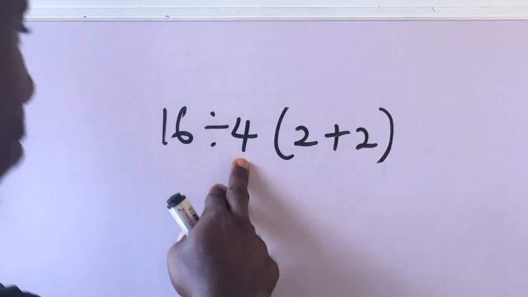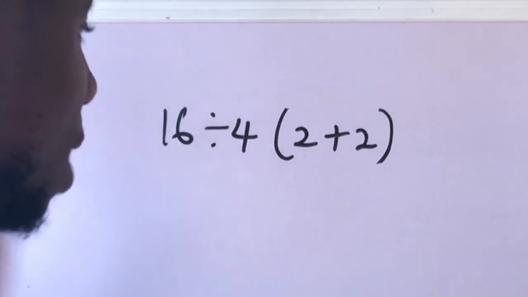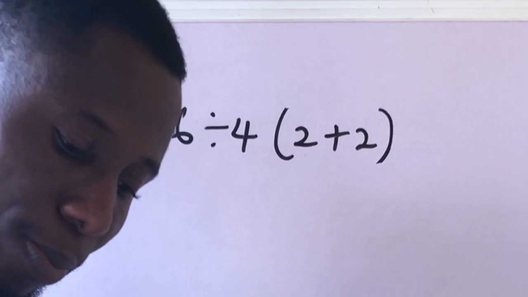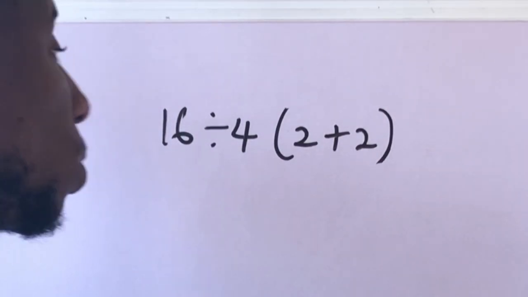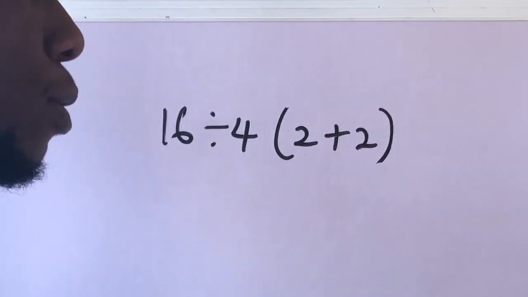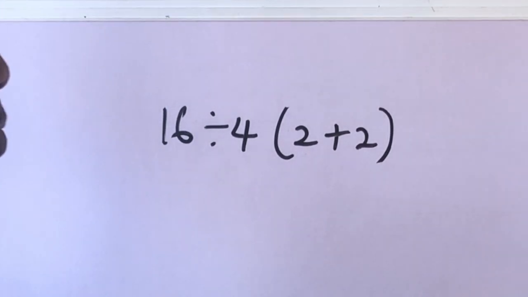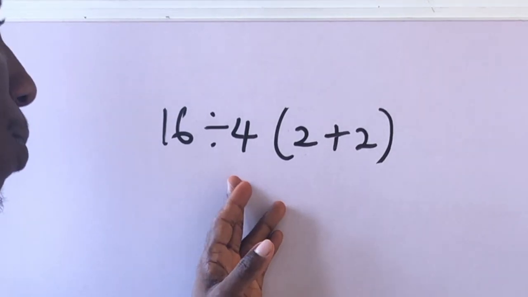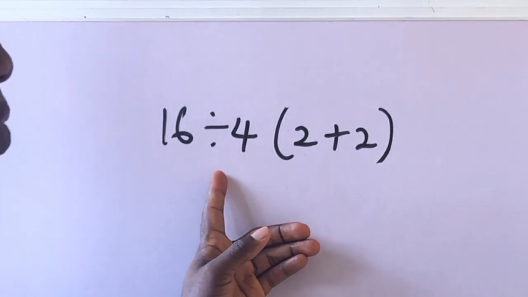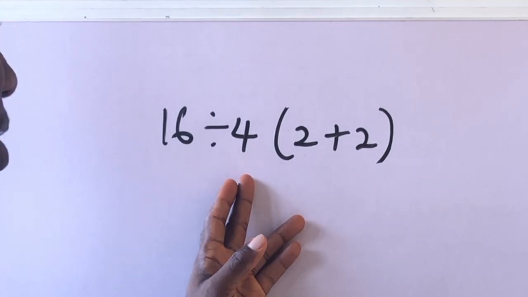16 divided by 4 times 2 plus 2, just like the way we did the math in my previous video, is also similar, but you must always learn to apply your BODMAS rules. But there are a lot of different ways people used to solve this, and most of the people that solve this with their method get it wrongly.